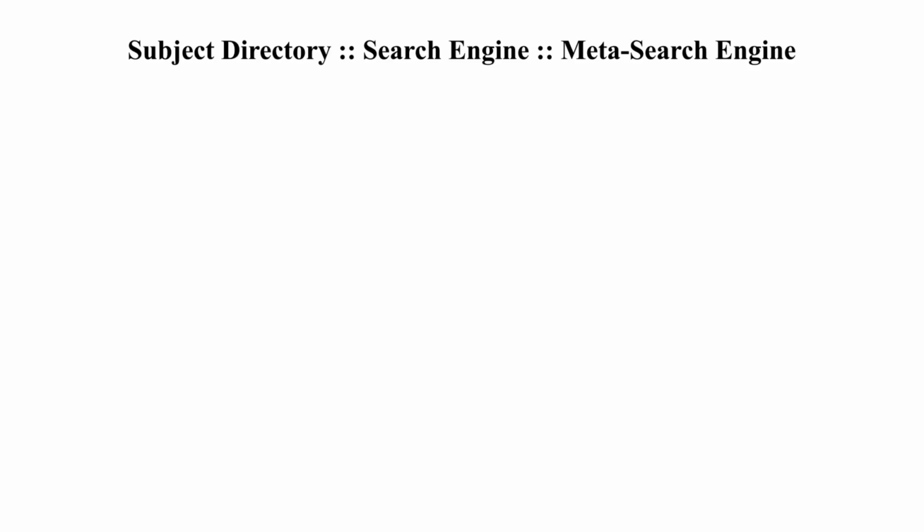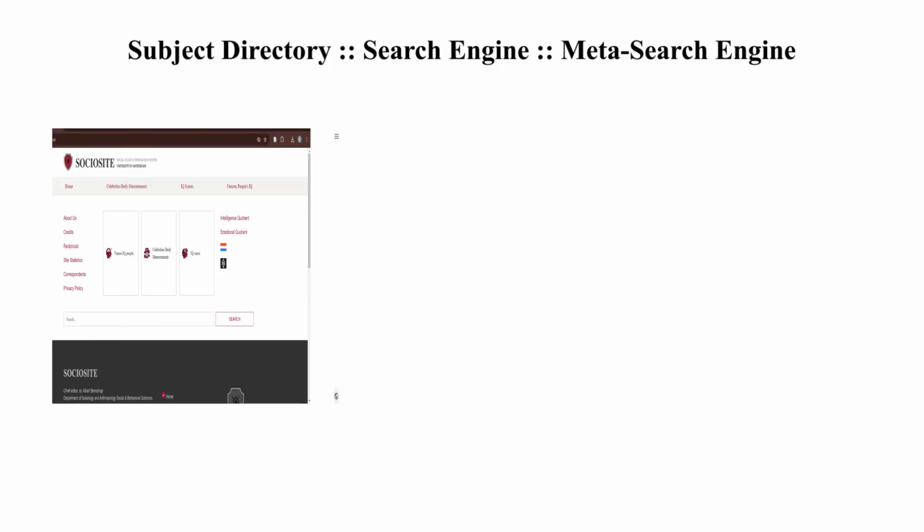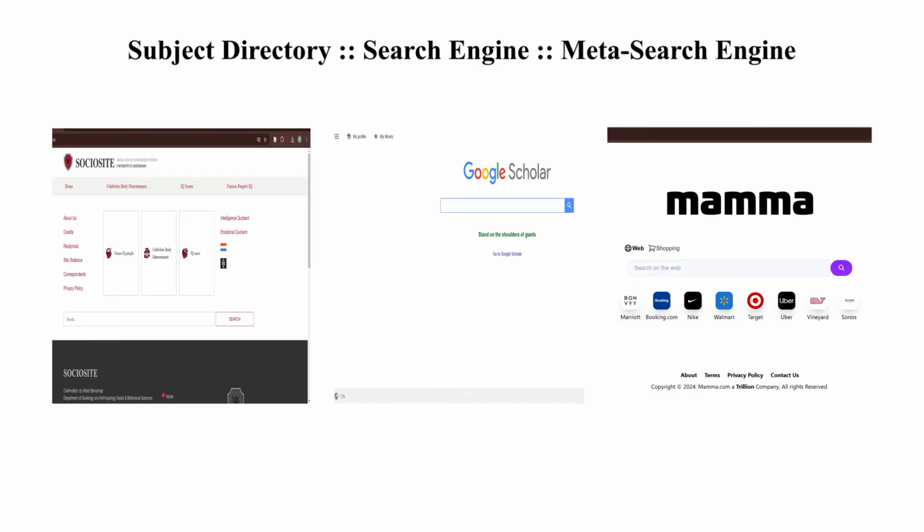Here is the screenshot that we are trying to show you of these three. The first one is a subject directory, the second one is a search engine, and the third one is called a meta search engine. The first one, Sociobot, a subject directory, is designed to give access to information and resources which are relevant for sociologists and other social scientists. Likewise, Google Scholar provides a simple way to broadly search for scholarly literature.